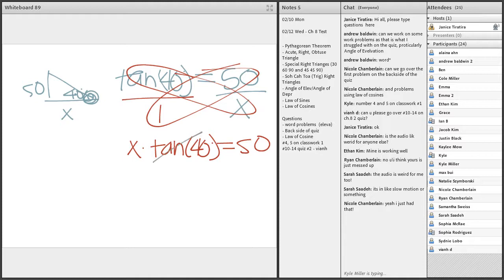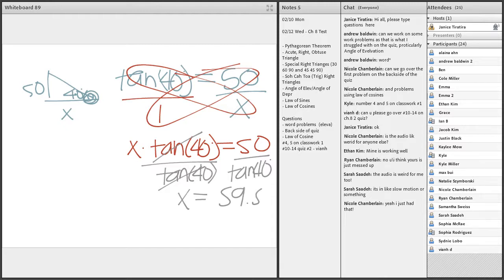Okay, I need to get rid of tangent 40, so I've got to divide by tangent 40. So that's gone, and now it's on the other side. So put that in the calculator. Oh, darn, I didn't bring my calculator. Let me see. So 50 divided by tangent 40 is about 59.58. I'll round at the end, so 59.587.